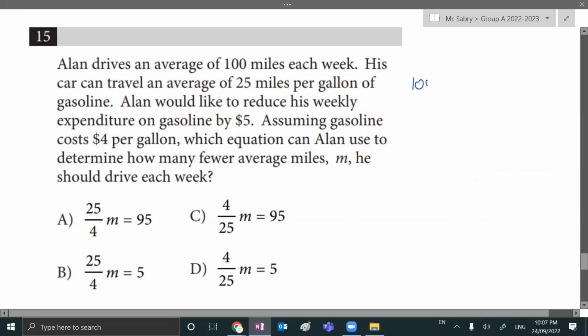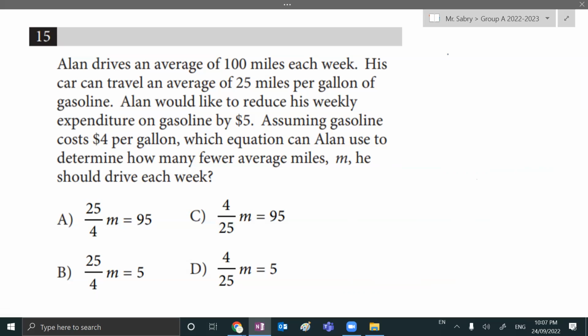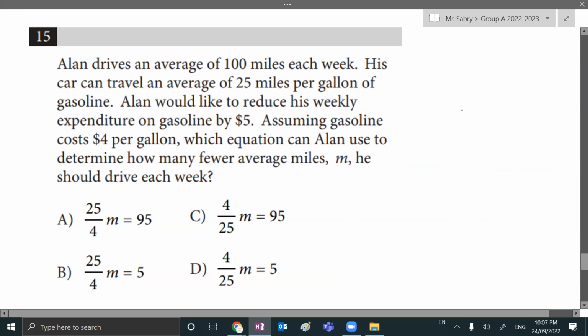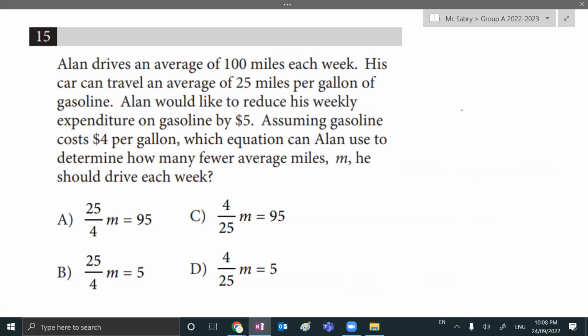Okay. The 100 miles is actually, I want to know the cost of 1 mile. The cost of 1 mile again. Okay, that's what I need to know. If I know the cost of 1 mile, I can multiply that by the number of miles that I need to save. Well, that should be equal to exactly 5.